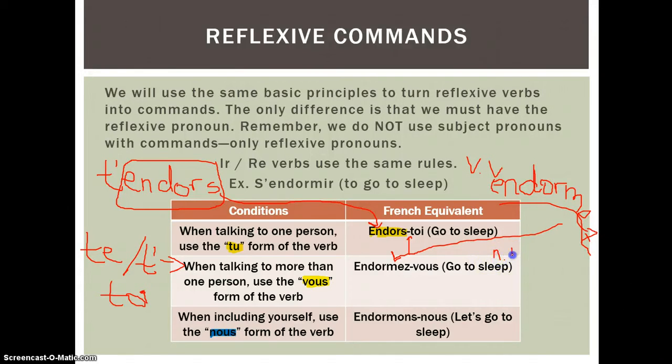Right? Nous endormons. I apologize for my handwriting. Okay, so then we would put our endormons first, followed by our hyphen, and then you need your reflexive pronoun, which is nous. That stays the same. So endormons-nous. Let's go to sleep. Again, there is no separate word for let's.